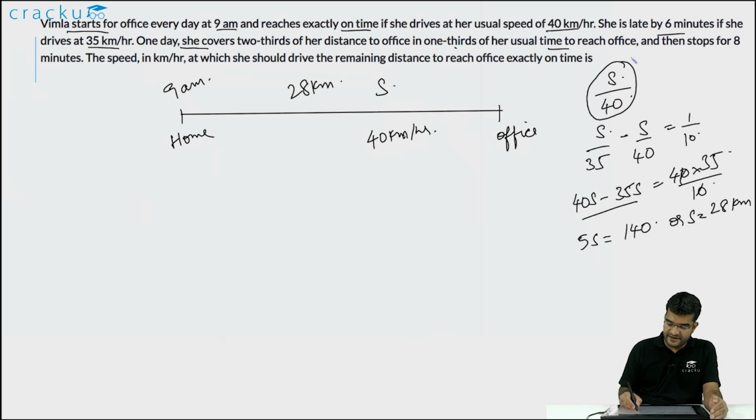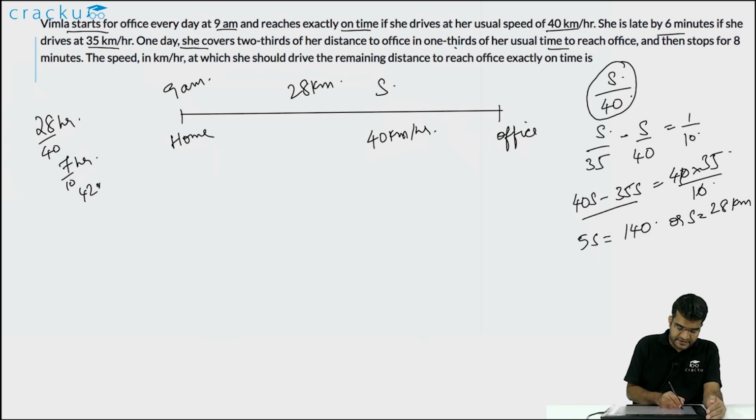It will be s divided by 40. That is 28 divided by 40 is the usual time that it takes for her to go to office. 28 by 40 is 7 by 10 hours. If you multiply it by 60, you are going to get 42 minutes. So usually the distance is 28 kilometers and it takes her 42 minutes.